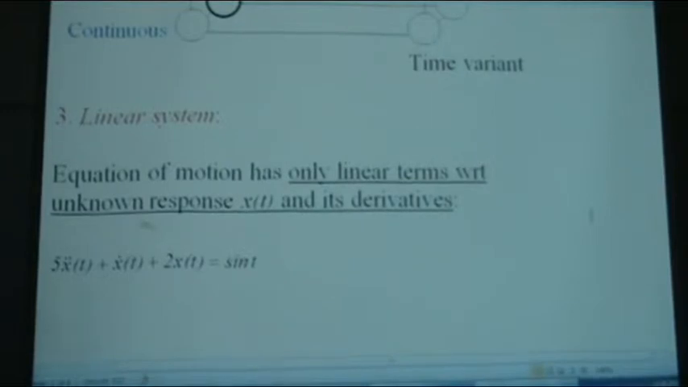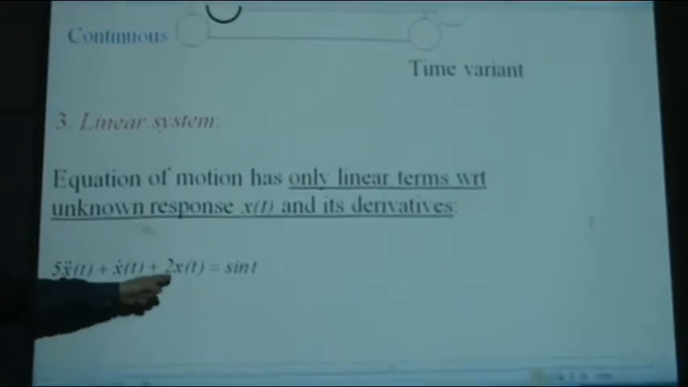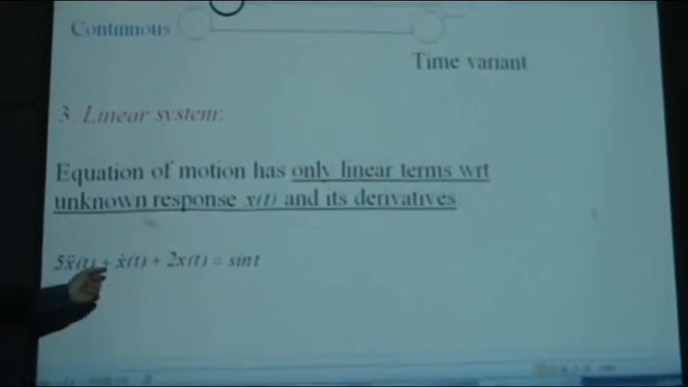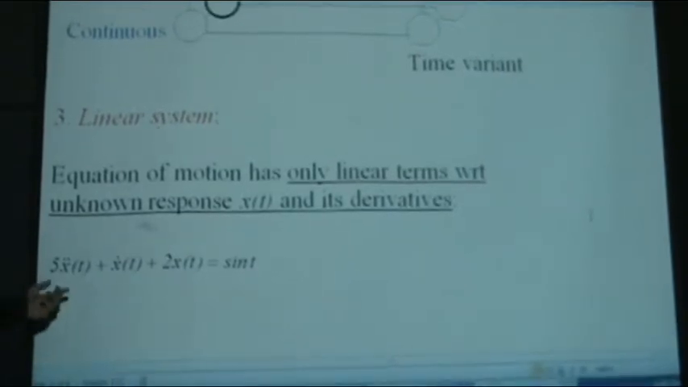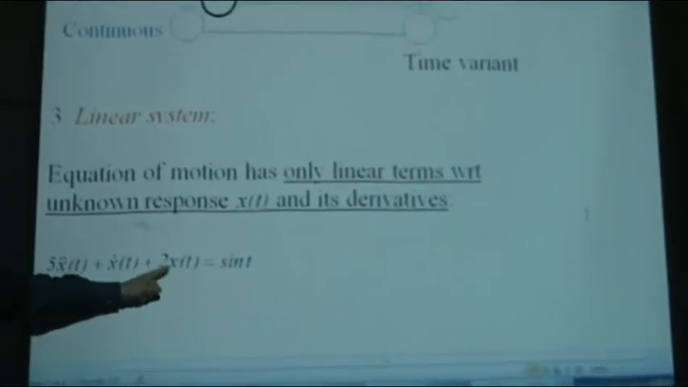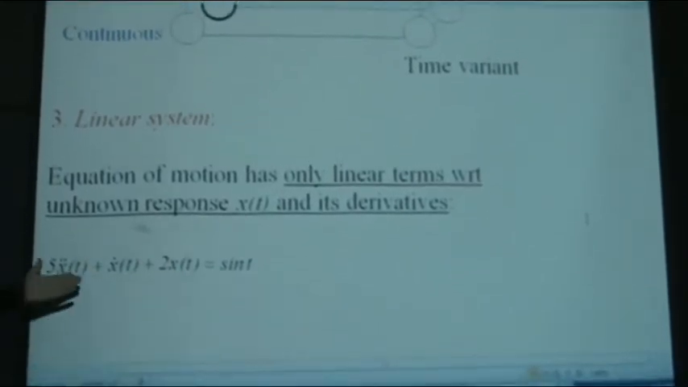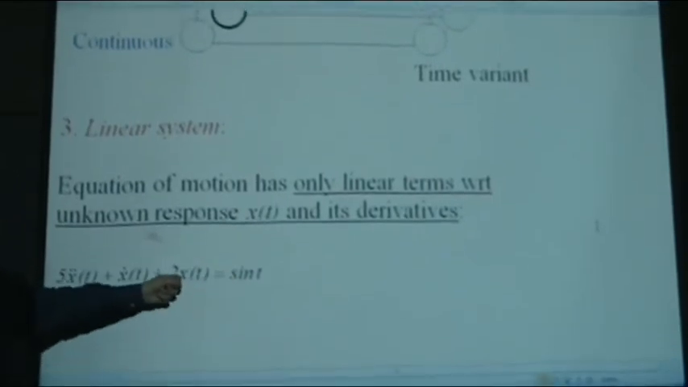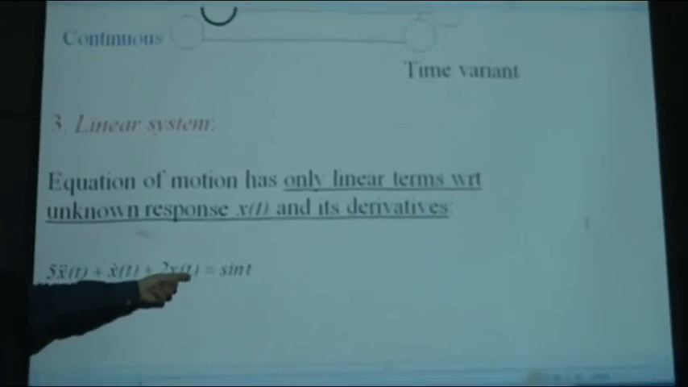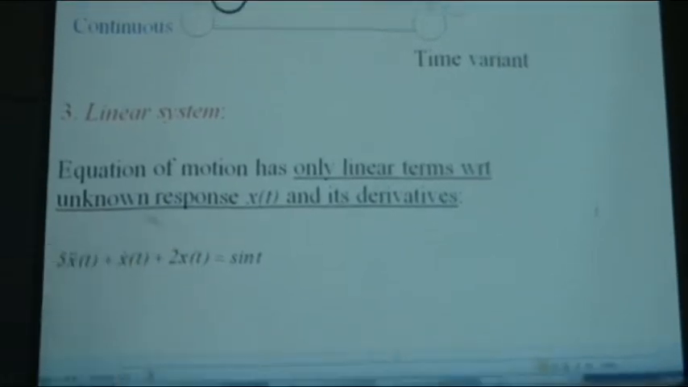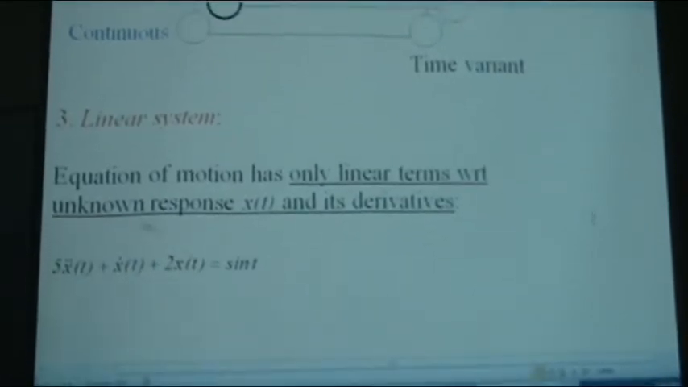A linear system is described by an equation that is linear in terms of the unknown quantity. You have only first powers of this quantity or its derivatives. So no x squared, no product of x times x dot, and no nonlinear function like, say, cosine of x of t or sine of x of t. If you had a sine or cosine of x of t, the system would be nonlinear.